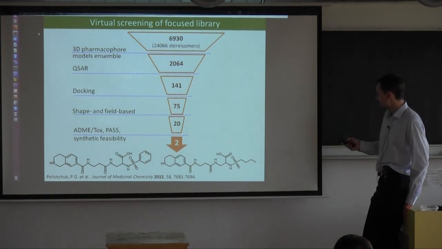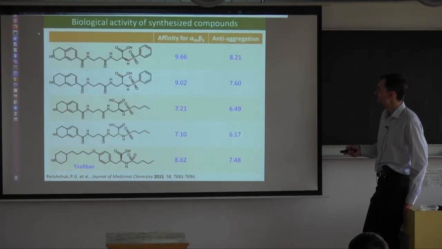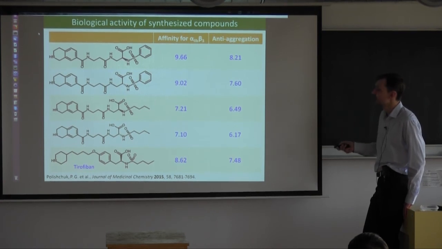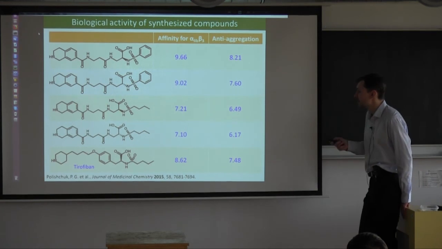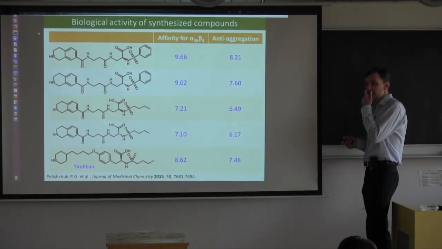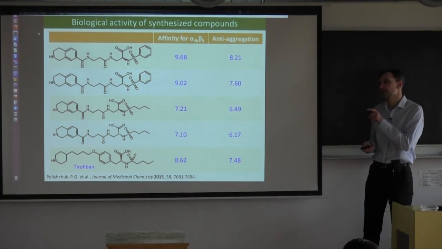Here is the structure of those compounds. Further, we synthesized both enantiomers of these compounds, experimentally measured their affinity and anti-aggregation activity, and compared with tirofiban, which is the marketed drug for this disease. We observed that one compound was much more active than the marketed drug. Another one was lower in activity. But that is a successful story. We selected a very small number of compounds, but with very high confidence that they will be active.